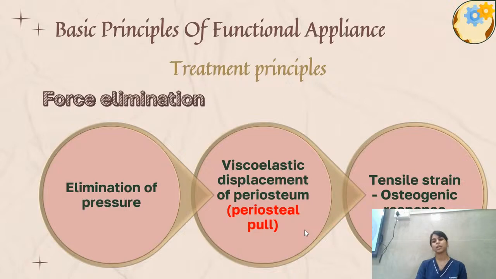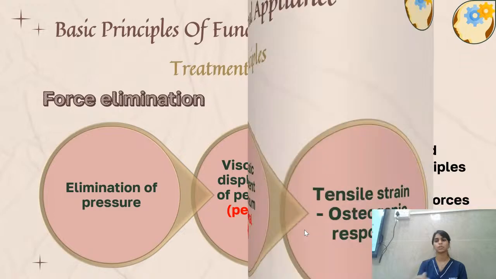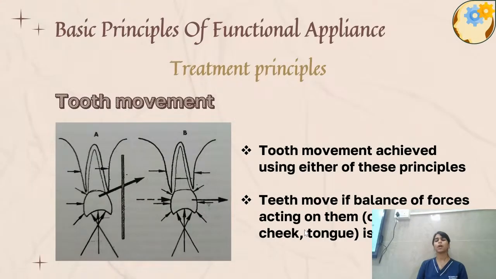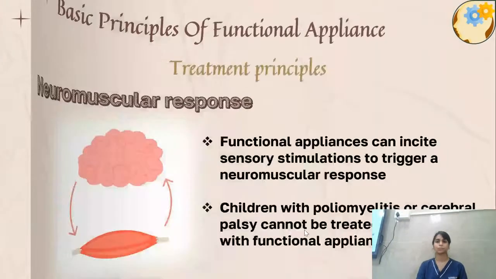Now this periosteal pull, which is initiated with the help of lip pads or lip shields, leads to the tensile strain that I talked about earlier, leading to an osteogenic response. So whenever you apply a force or eliminate a force, there will be a tooth movement. And this tooth movement will happen because you're altering the balance of forces that is acting on them.